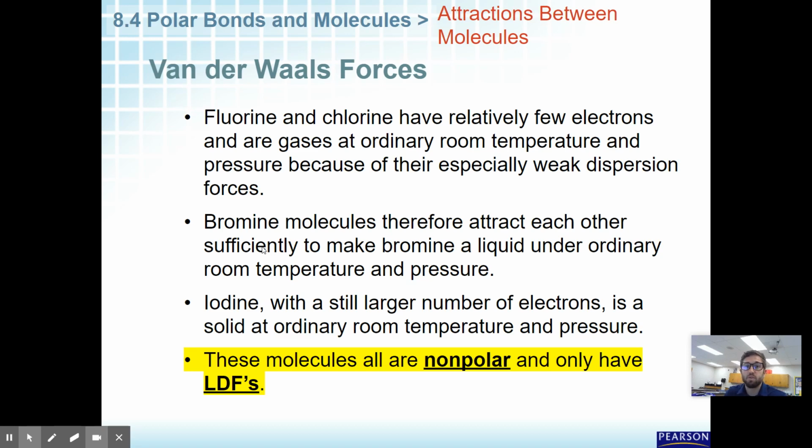And iodine has the most electrons, and you know that because it's farther down the periodic table. It has a higher atomic number, and because it has more electrons, it is going to be a solid at room temperature. So that's an example of how adding electrons changes the makeup of an element.